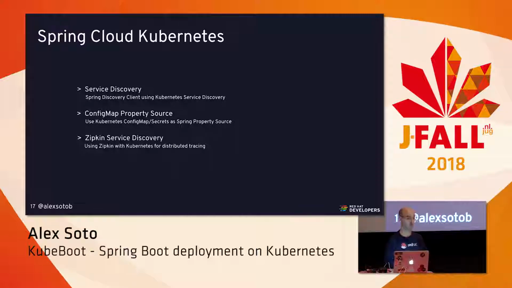If you are a Spring Boot developer, you already know that you can define a property source, then have a .properties file, and the property is injected automatically inside your class. It works exactly the same for a config map. You can just define a config map, annotate your property with the key of the config map, and then you will have the value of this config map injected there. And then there is also the Zipkin service discovery, which basically uses Zipkin with Kubernetes for distributed tracing.